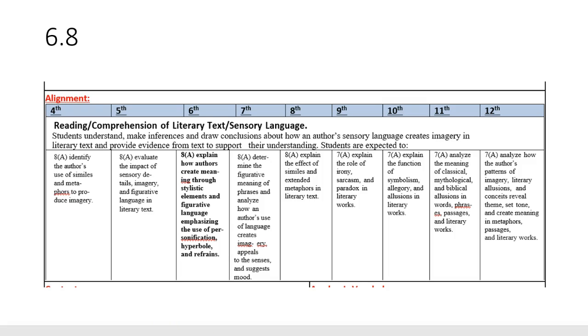Standard 8 is a readiness standard, and it partners really well with the standard on poetry, as it focuses on sensory language. Students are asked to focus on author's craft and how the author again creates meaning through stylistic elements and figurative language, especially through personification, hyperbole, and refrains. This is also an introduction for our 6th graders, as they have not specifically been focused on meaning. They're probably familiar with hyperbole and personification, but not the idea of what a refrain is. They will need help in modeling and moving beyond simply identifying those elements.